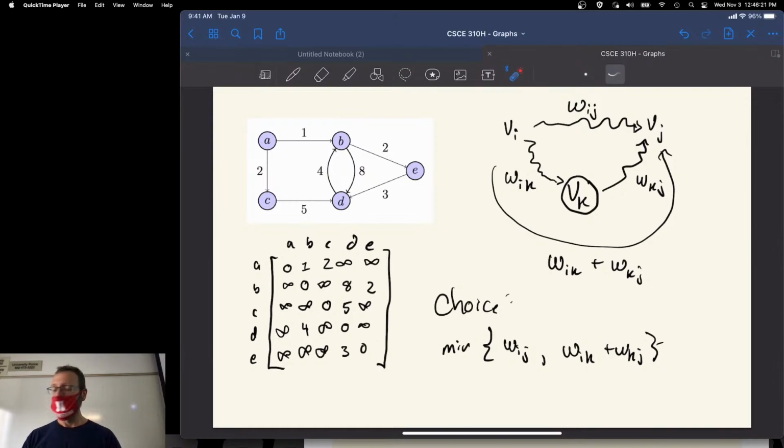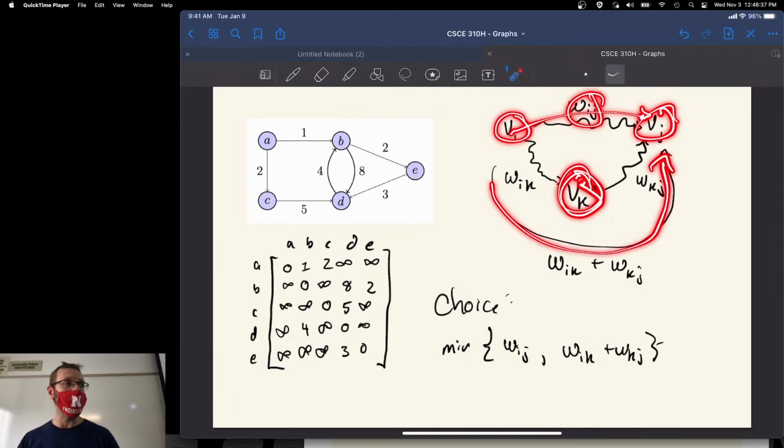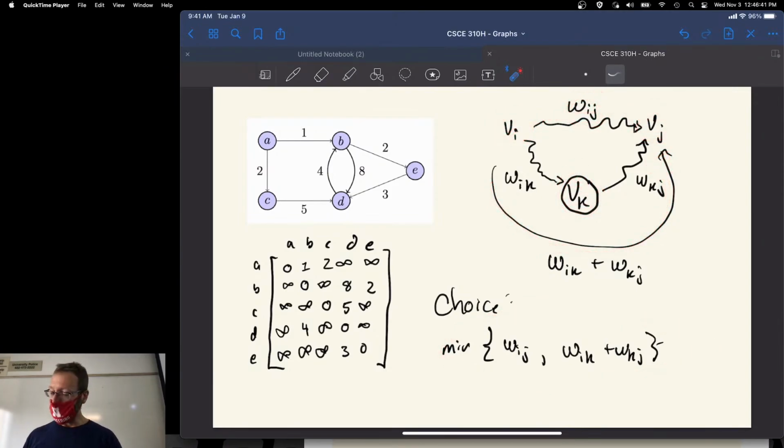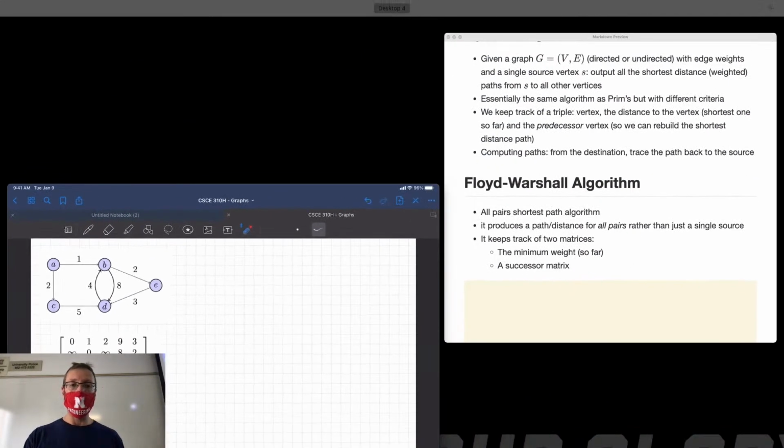Okay? This suggests an algorithm. For each pair of vertices, consider every other vertex as an intermediate vertex, and then compute the weight that you've seen so far, compute the weight of using this vertex as an intermediate vertex, and then choose the best one. And update your matrix. If you find a better one, then update that entry. So that suggests the following algorithm.